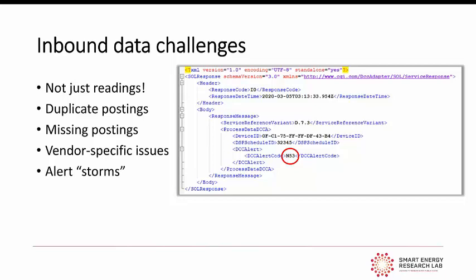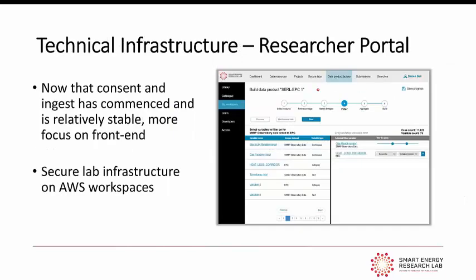Unfortunately, a lot of these problems have now stabilized and those issues have been resolved. So we have a relatively stable data ingest infrastructure now. So we are now focusing on the front end. I mean, the majority of the project for the last couple of years has been setting up the back end, the data stores, the data transfer mechanisms, the consent and data governance, but now we can focus a bit more on the front end. The researcher portal is in development.